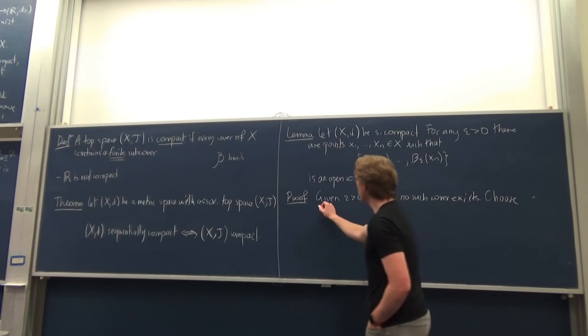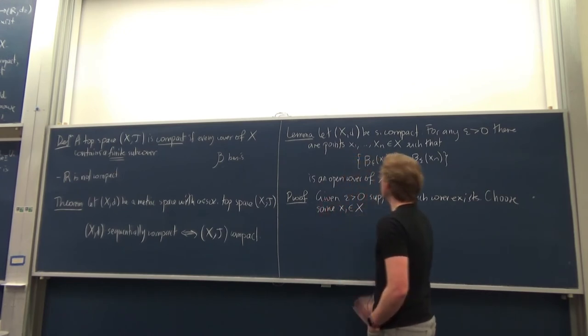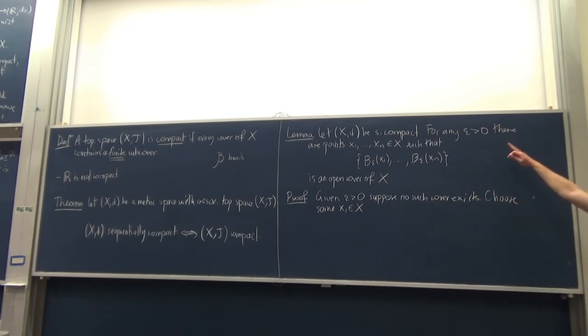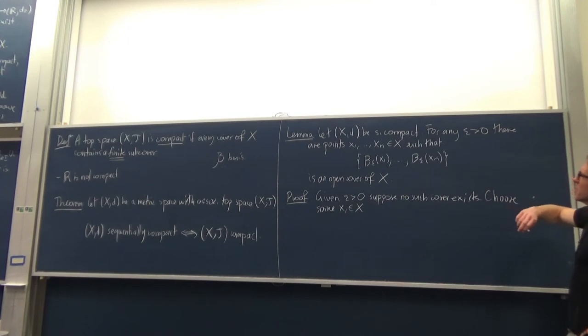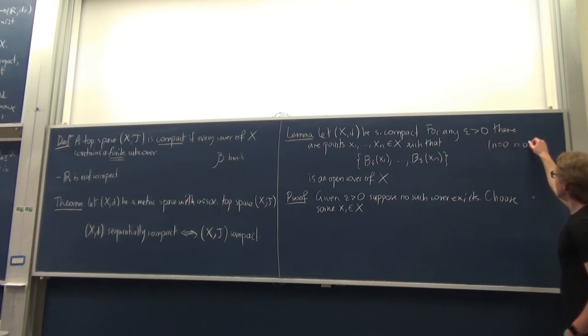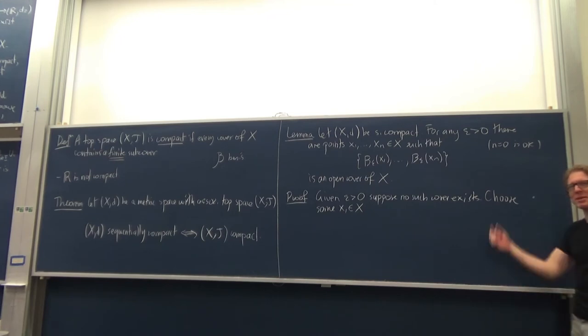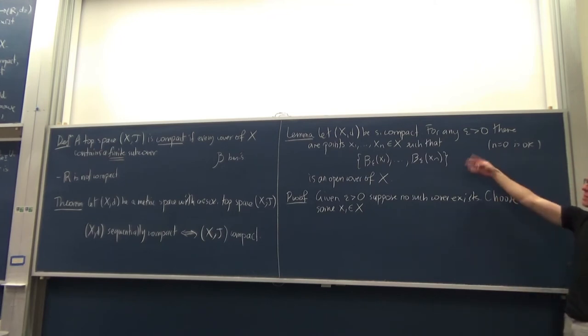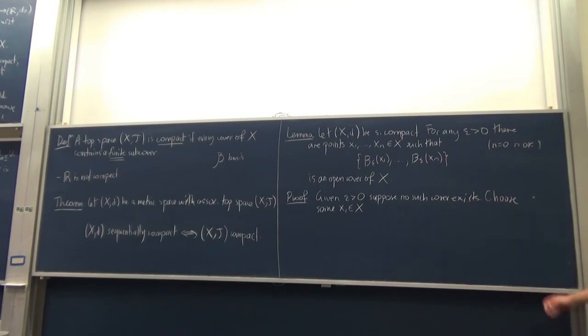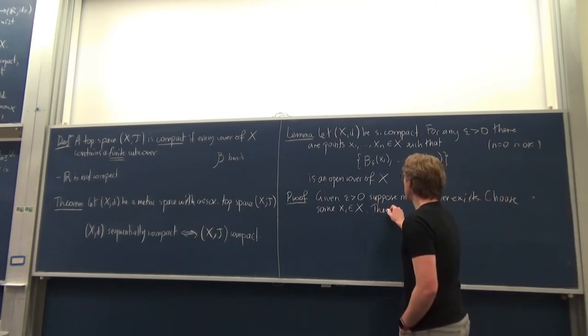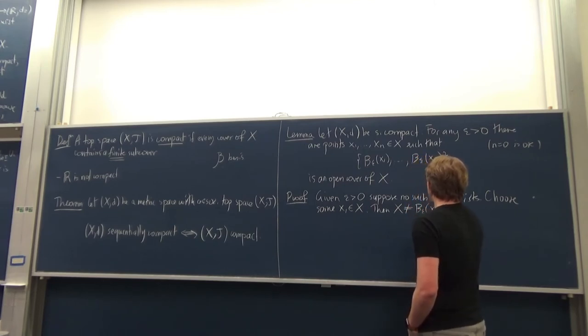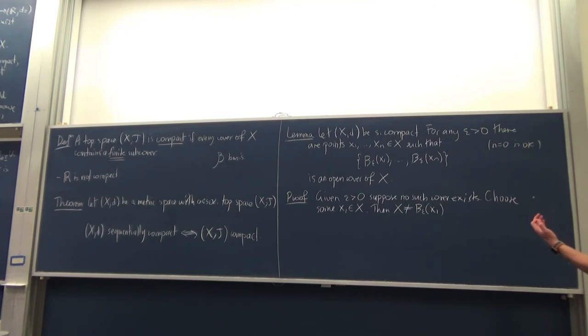So choose some x1 in X. I mean, if X is empty, claiming there are points. This is the usual cheat to get around the empty space, right? So if X is empty, then the empty cover is a cover, and that's the n equals zero case. Okay, so if X is not empty, well, choose some point. The open ball of radius epsilon around that point isn't the whole space, because if it was, then I'd have a finite open cover of the form I just supposed did not exist.